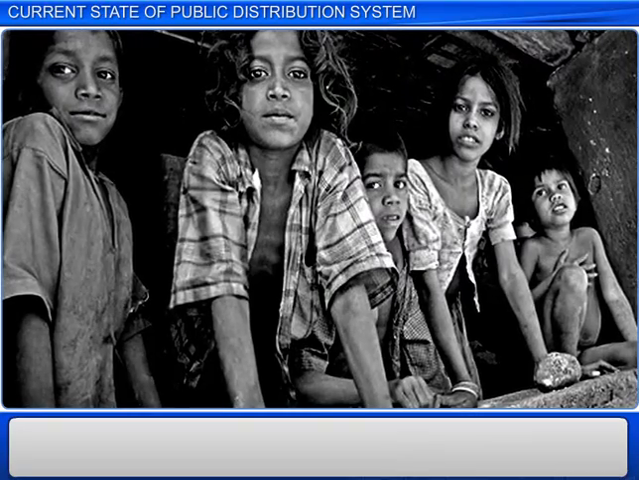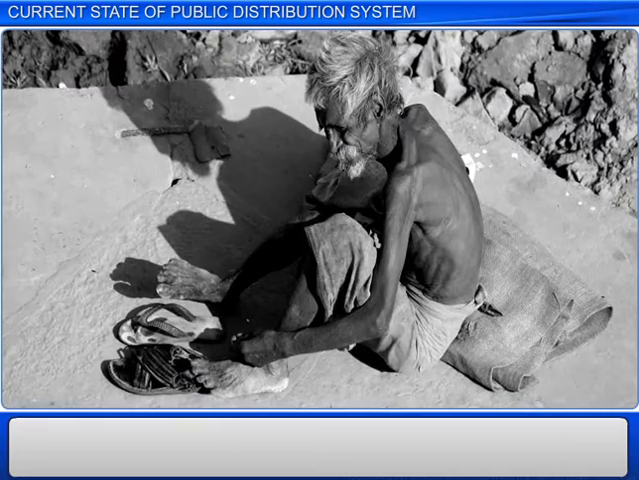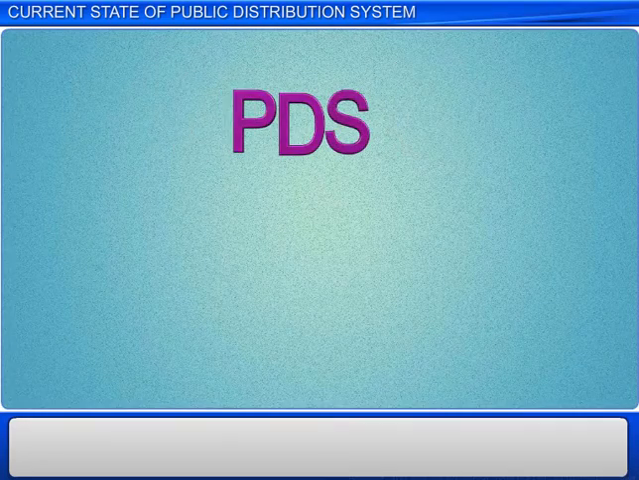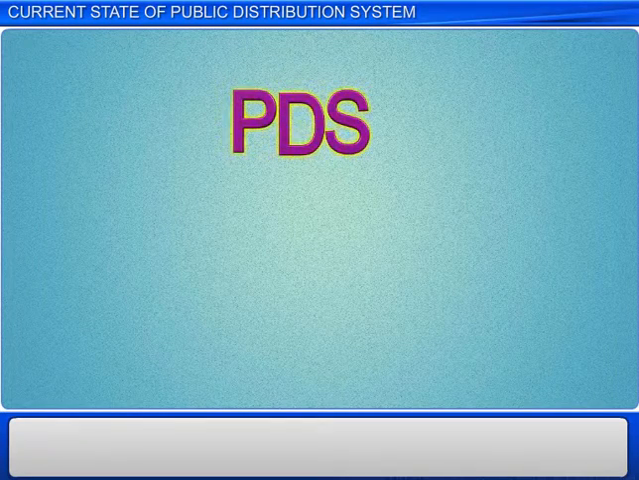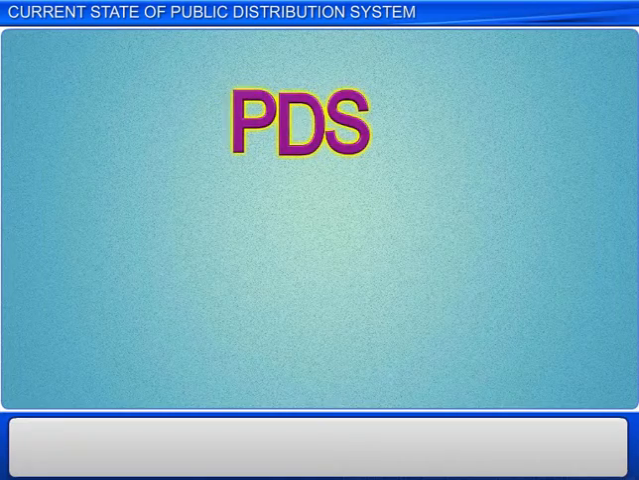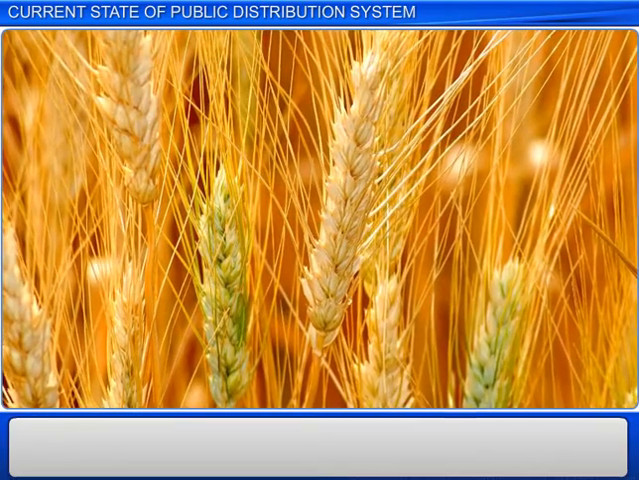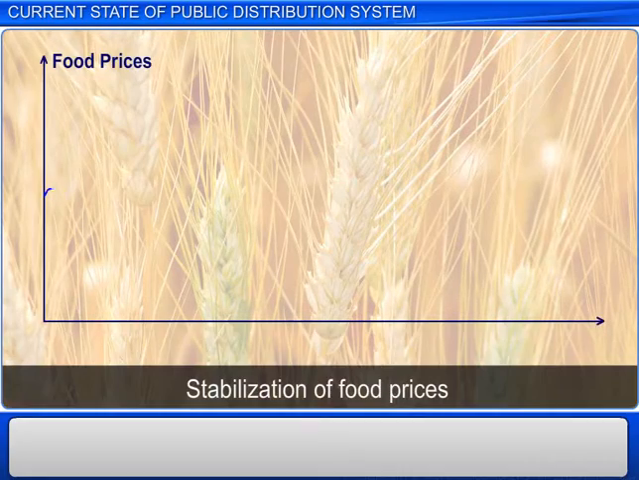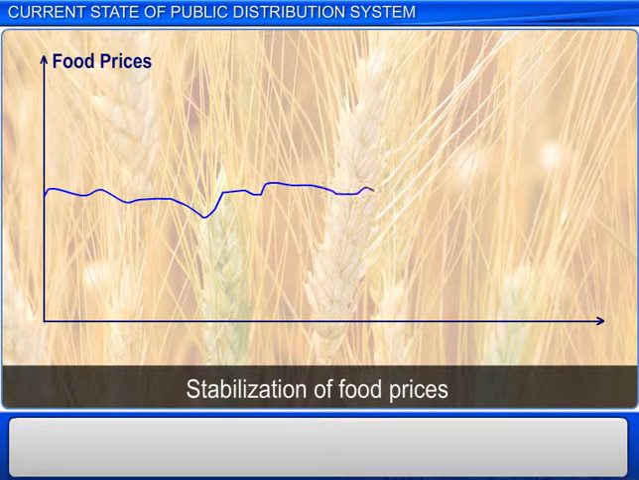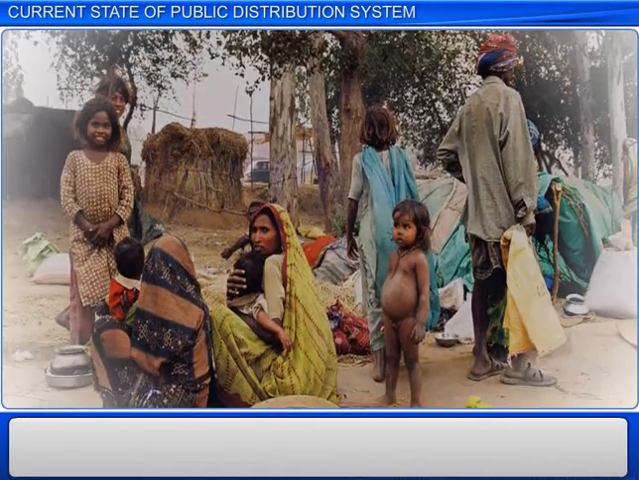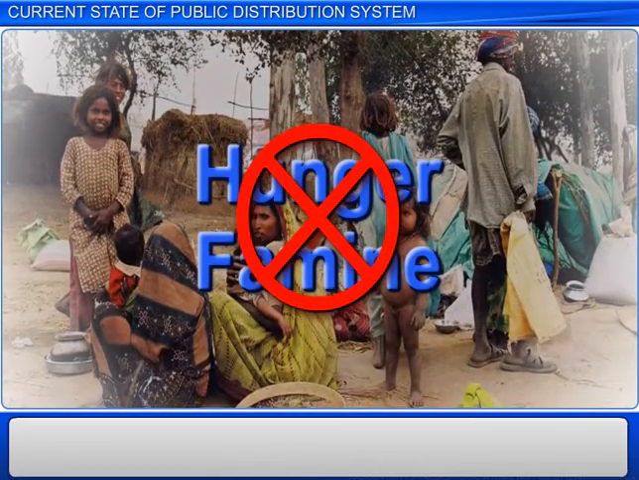Like most government programs, the public distribution system also has both positive and negative factors associated with it. Let us look at the positives first. Over the years, the public distribution system has helped in keeping food prices stable by providing food to people at subsidized rates. The public distribution system has also prevented large-scale hunger and famine by supplying food from surplus regions to the deficit ones. Over the last decade, efforts have been made to extend the benefits of the public distribution system to the poorest of the poor.